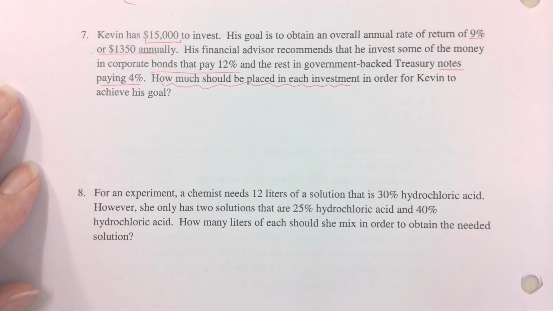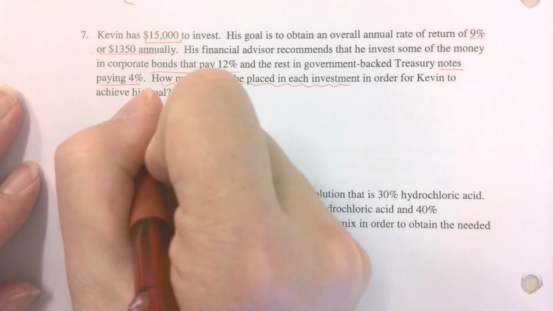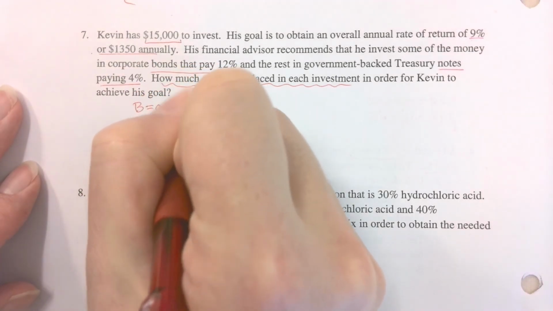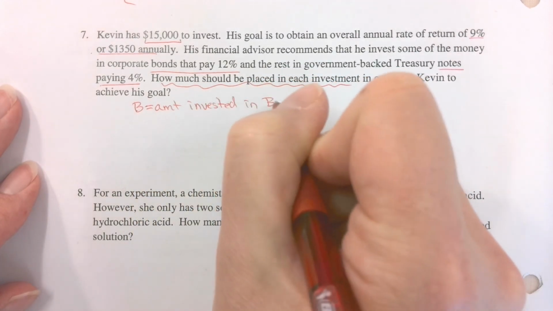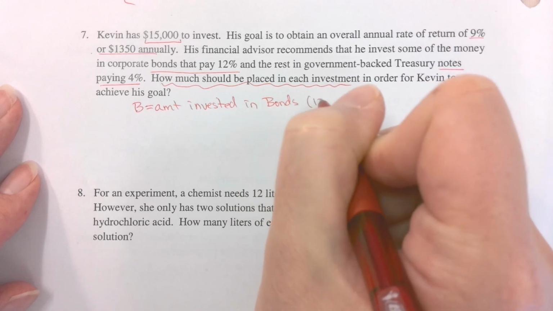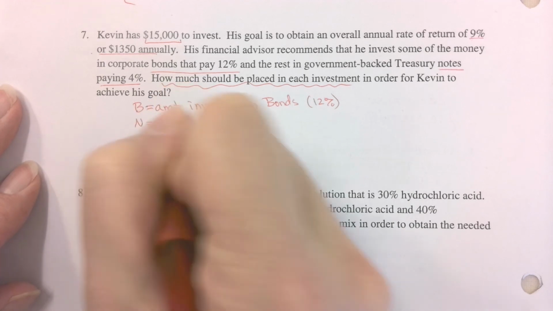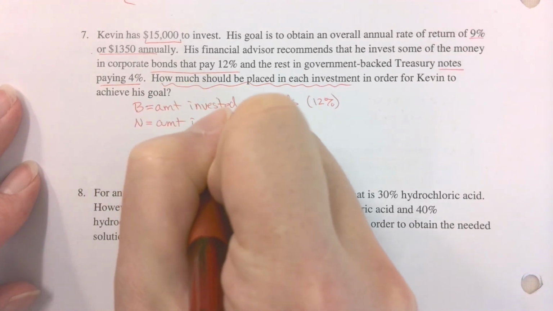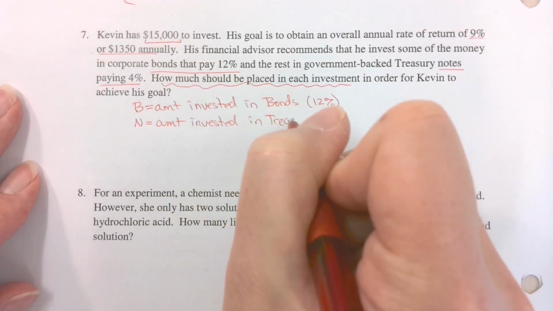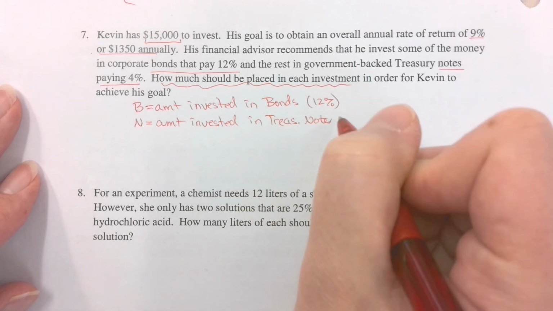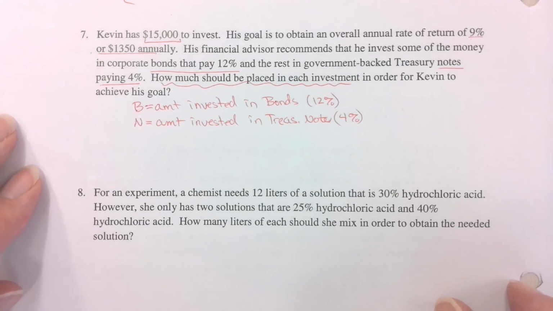So I'm going to let B stand for the amount of money put into bonds. Maybe you use C, I'm not sure. So B equals the amount invested in bonds. And to help my brain, I'm going to write down that that's a 12% interest. And then I will let N stand for the treasury notes, and this is going to be the amount invested in treasury notes. And that is going to be 4%. All right, so there are my two variables.